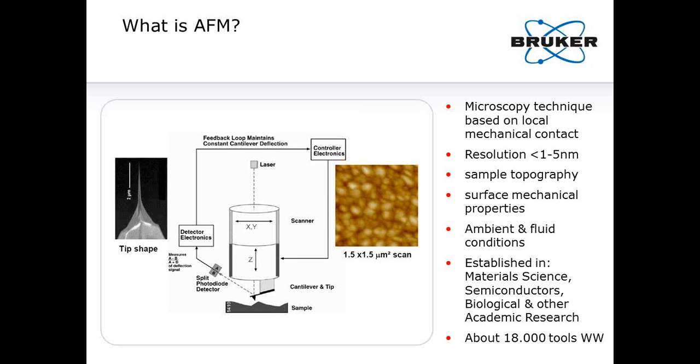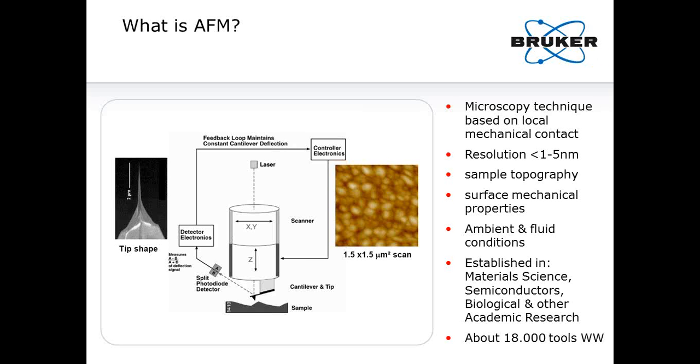Since the imaging interaction is mechanical in nature, information beyond topography can be gained. More about this in a minute. Unlike other imaging techniques beyond the optical resolution limit, AFM can operate in ambient air, most gases and fluids, including many reagents. A conductive surface is not required.